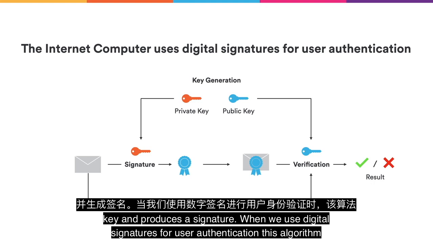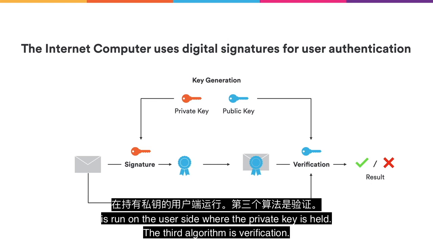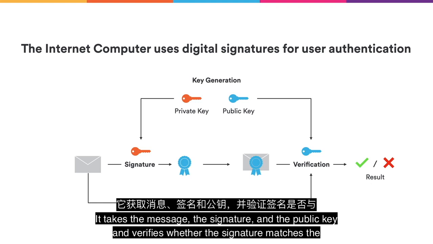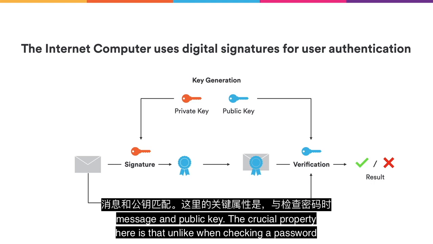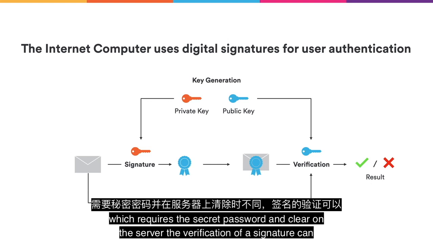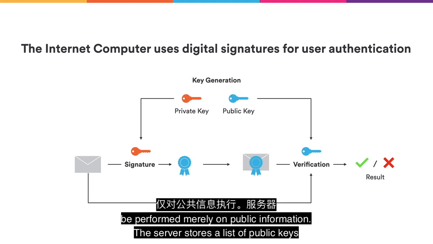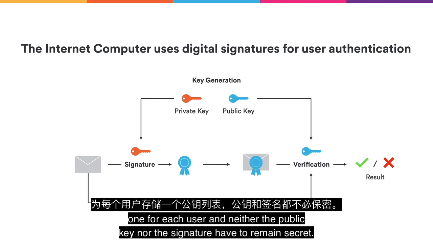When we use digital signatures for user authentication, this algorithm is run on the user side where the private key is held. The third algorithm is verification. It takes the message, the signature, and the public key and verifies whether the signature matches the message and public key. The crucial property here is that, unlike when checking a password, which requires the secret password in the clear on the server, the verification of a signature can be performed merely on public information. The server stores a list of public keys, one for each user, and neither the public key nor the signature have to remain secret.